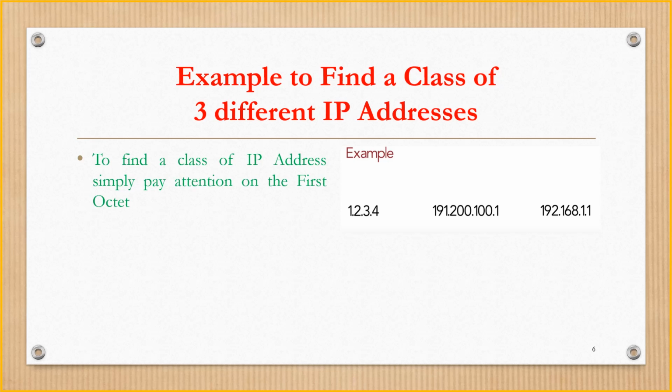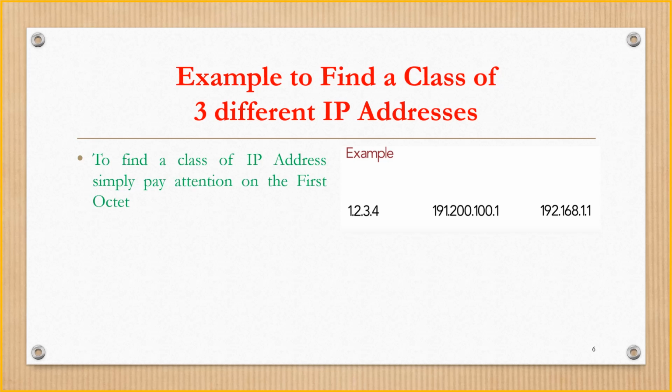Let's see an example to find the class of three different IP addresses. As you can see on the screen, we have taken three different IP addresses as an example. The first IP address is 1.2.3.4. The second is 191.200.100.1, and the third IP is 192.168.1.1. To find the class of an IP address, simply pay attention to the first octet.